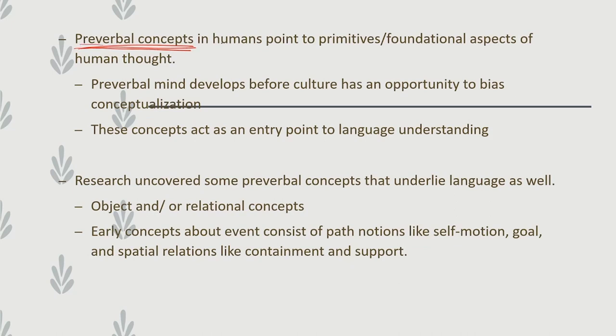Now, the fact that children have been found to have some amount of conceptual understanding, some amount of conceptual storage, some amount of schematic notions, means that certain things are probably primitives, as in foundational aspects of human thought. In fact, very exciting research is still going on about neonatal and very small children, and there are also hypotheses that probably some of these things are really primitives in the sense that we are born with them. But the work is still going on in that domain. Largely, these pre-verbal concepts in humans point to the possibility that there are certain primitives and foundational aspects of human thought, which probably includes image schematic understanding.